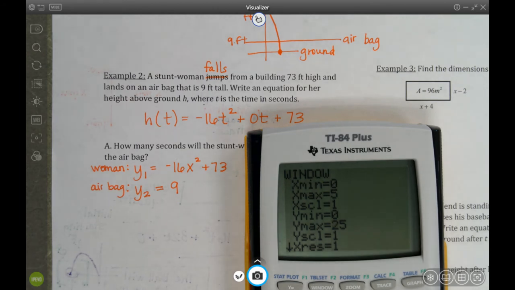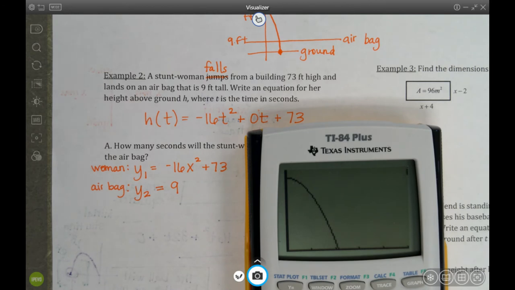80, something more than 73, right? So I could do 80, I could do 100, I could do 500, but that would be silly. That'd be too much, right? So if we change it to 80 and hit graph again, now you can see where she starts up here at 73 feet, and then she's falling, and then right here is where she's going to hit the airbag.